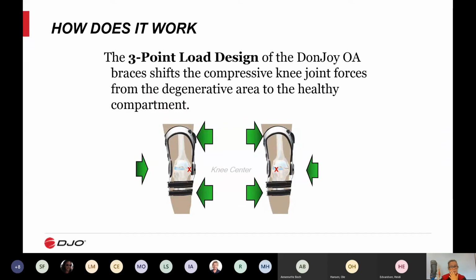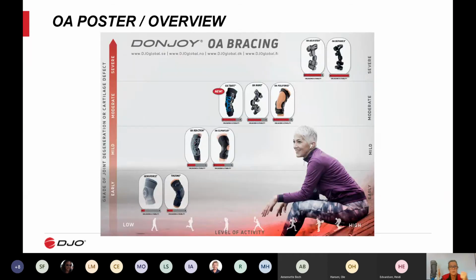And this is how the three-point load design works on the DonJoy. This is what I tried to show you in real life. Maybe it was not clear, but here it's clarified: you turn it and it pushes in, so the affected joint will open and you will get pain relief.